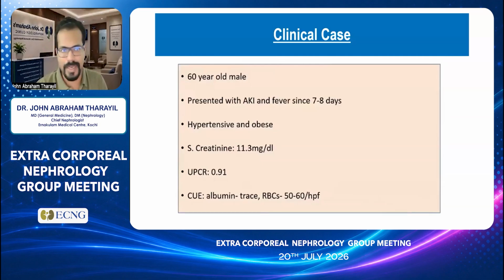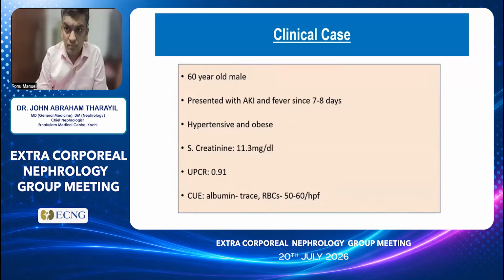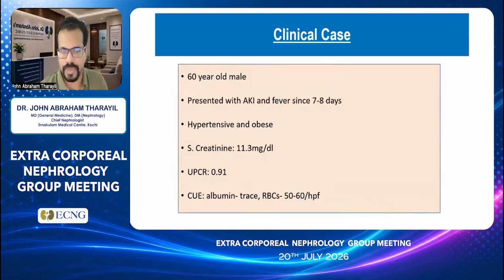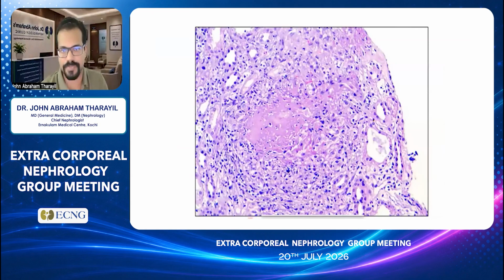Now we have a clinical case scenario. A 60-year-old male presented with AKI and fever since 7 to 8 days. He's hypertensive and obese. He had a serum creatinine of 11.1 milligram per deciliter. His UPCR was 0.91. His urine routine examination revealed RBCs 50 to 60 per high power field and albumin trace.